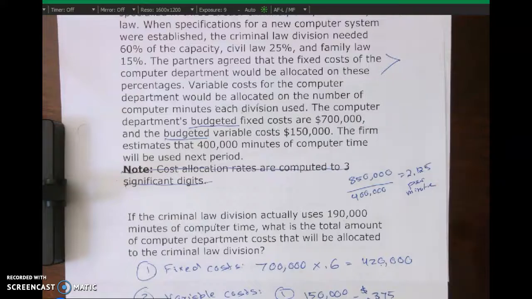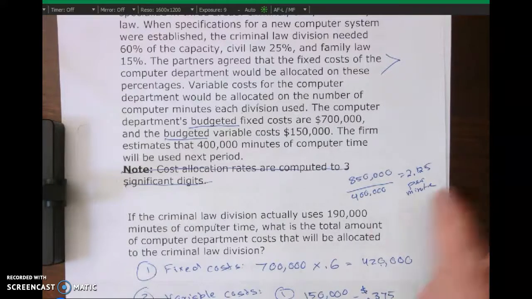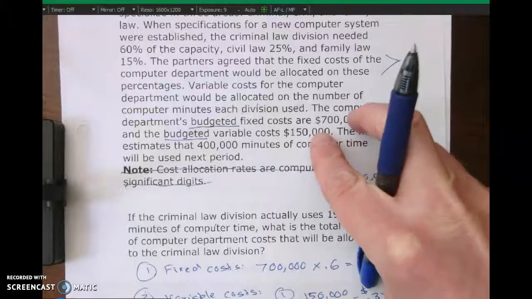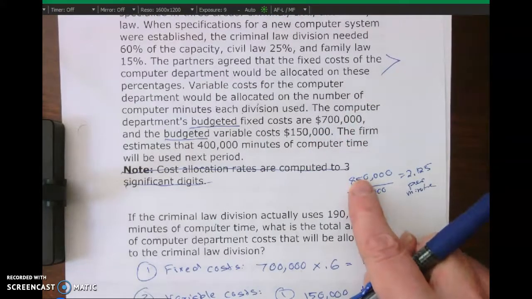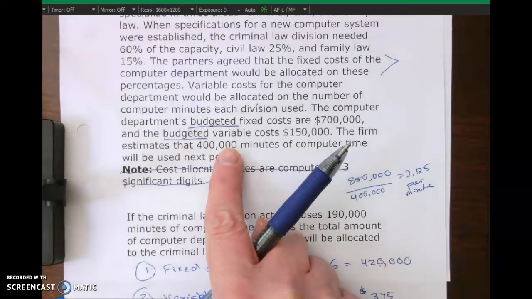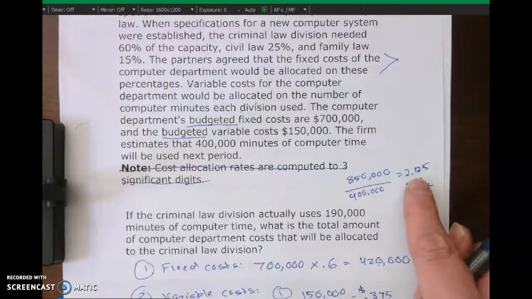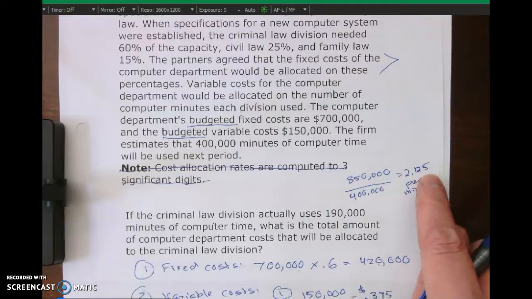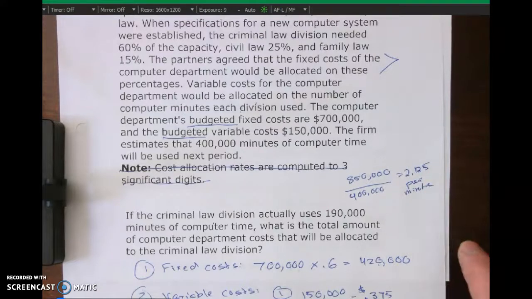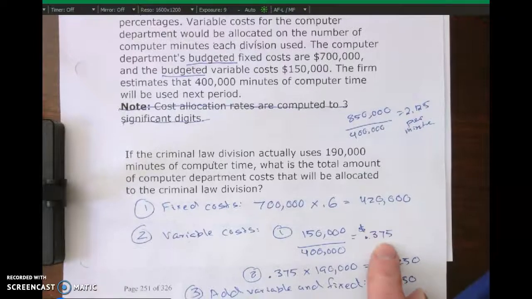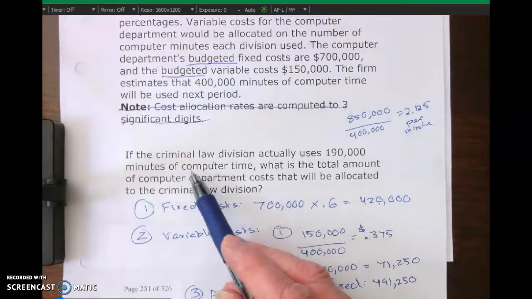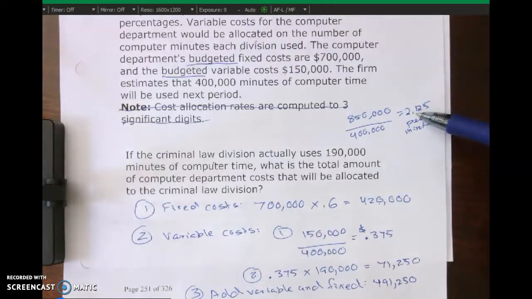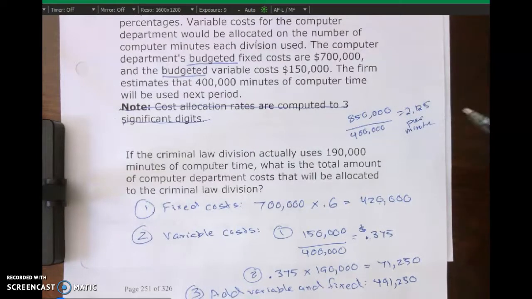Let's say that we didn't do that. Let's just put this aside for a second and say we put all overhead, all costs of the computer system, $850,000, in one big bucket, and we allocated it out using computer time. Okay, so in that case, what we have when we do the math, $2.125 per minute, which is higher than the 37.5 cents that we were charging, right? When the division manager of criminal law receives this charge, we'll just say it's $2 a minute, okay? Rounded to $2 a minute.